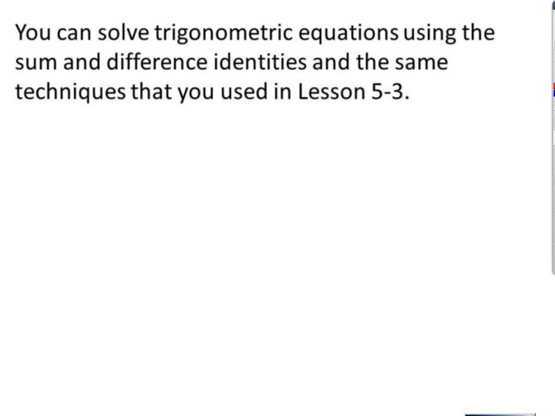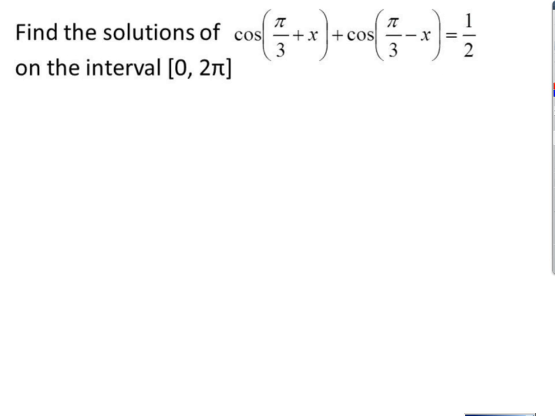You can solve trigonometric equations using the sum and difference identities and the same techniques that you used in lesson 5.3. So we're going to find the solution of cosine of pi over 3 plus x plus cosine of pi over 3 minus x is equal to 1/2. And we're going to just look at the interval from 0 to 2 pi. So if you notice, we have a cosine sum and we have a cosine difference. We're going to break both of those down first.